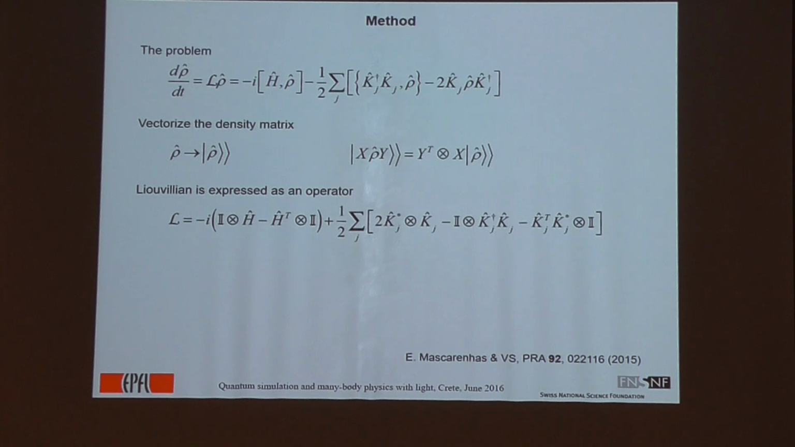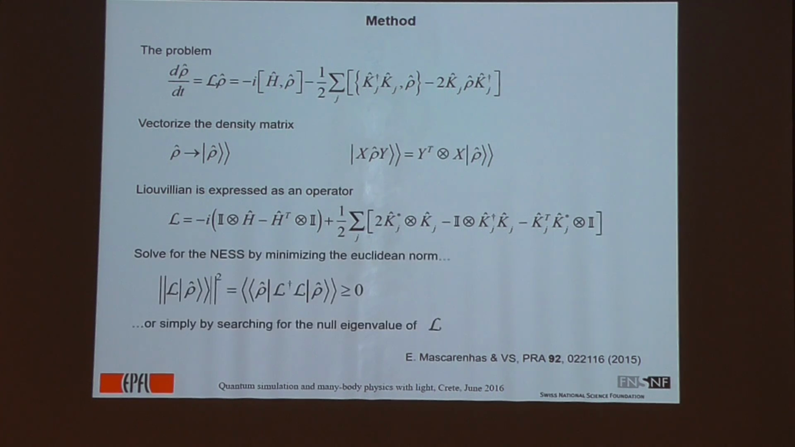So this is very easy for calculation. And then what we want to do is take the Euclidean norm of L rho and minimize it, because this object, the square, is always larger than 0. Minimizing it corresponds to minimizing this quadratic form here. But we may even do something different. We may simply search variationally for the null eigenvalue, so for the 0 eigenvalue of L.